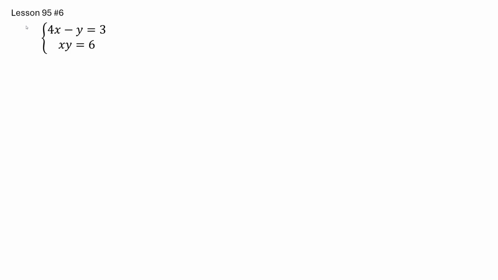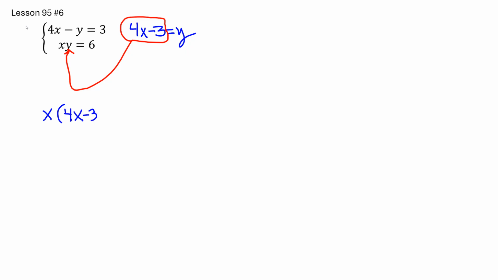So we'll just move the y to the right side of the equation and move the 3 to the left side, and we will have 4x minus 3 is equal to y. Now we're going to take that 4x minus 3 and plug it in for y in the second equation. So we are going to have x times 4x minus 3 is equal to 6.